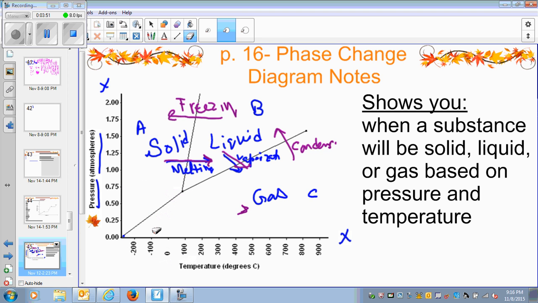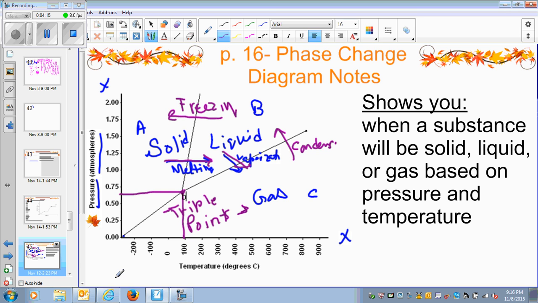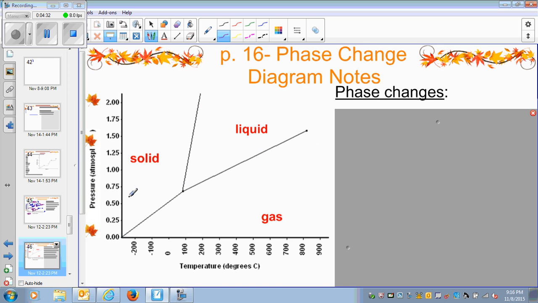But what is this point? The point that connects the solid, liquid, and gas is called the triple point. Triple point means it is a temperature and a pressure at which all three states of matter exist in equilibrium. At this temperature, which is pretty much 100 degrees Celsius, and at this pressure, all three states of matter, solid, liquid, and gas, exist in equilibrium. What that means is that melting, vaporizing, condensing, and freezing are all happening at the same time.